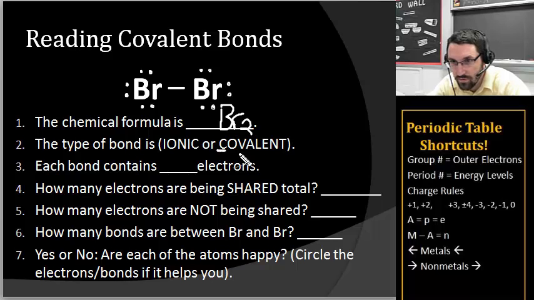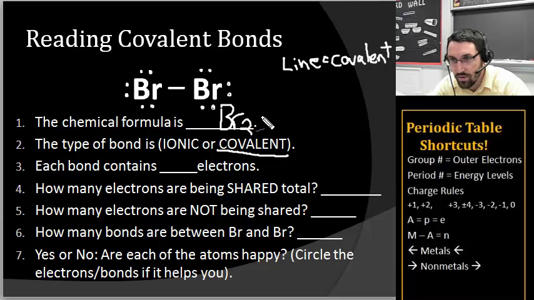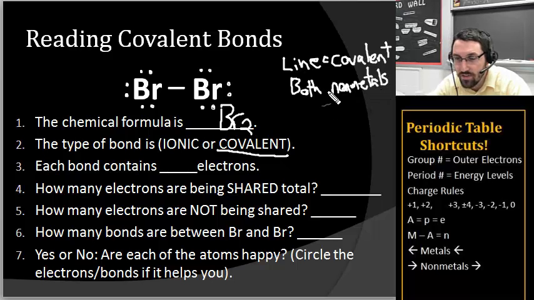We know it's covalent for 2 reasons. The first is there's a line. Lines mean covalent. The second reason we know it's covalent is because they're both nonmetals. If they're both nonmetals, both on the same side of the periodic table on the right side, which is another shortcut, that means it's going to be covalent.